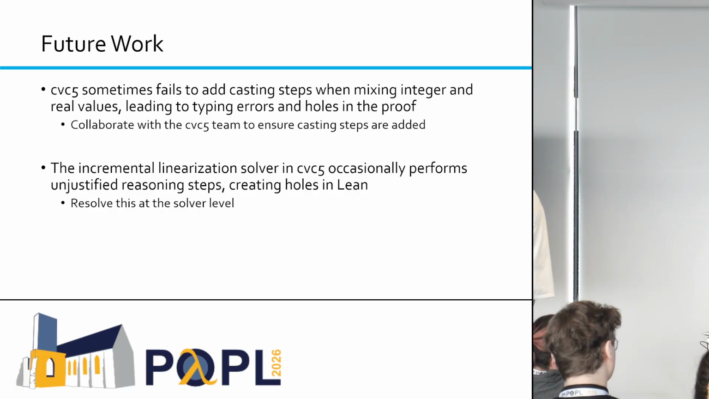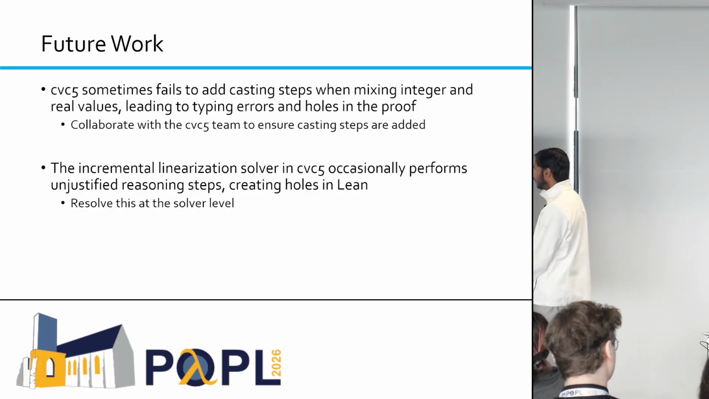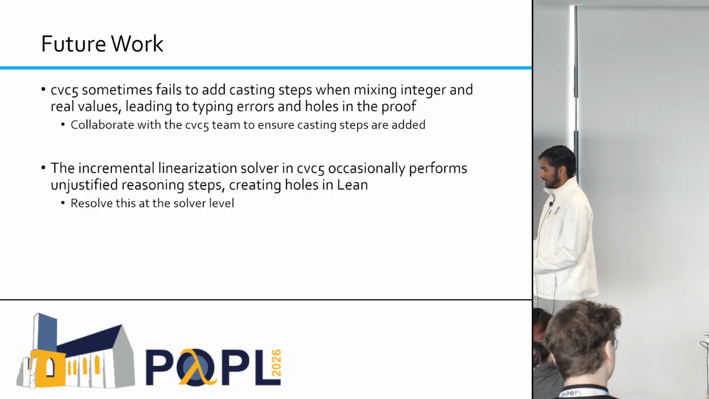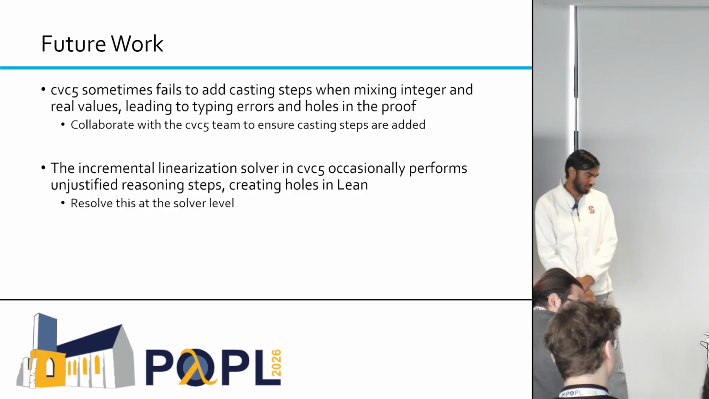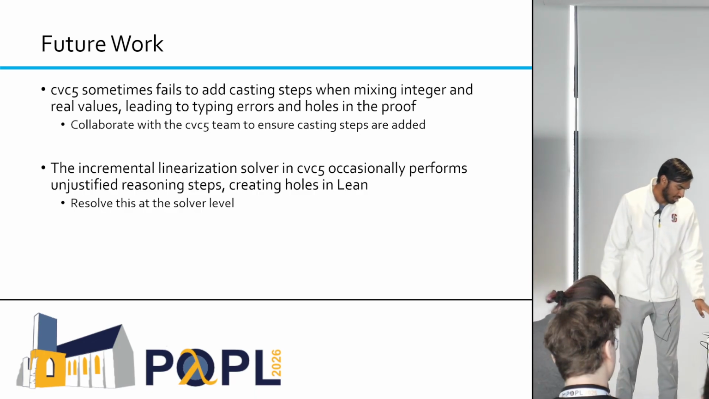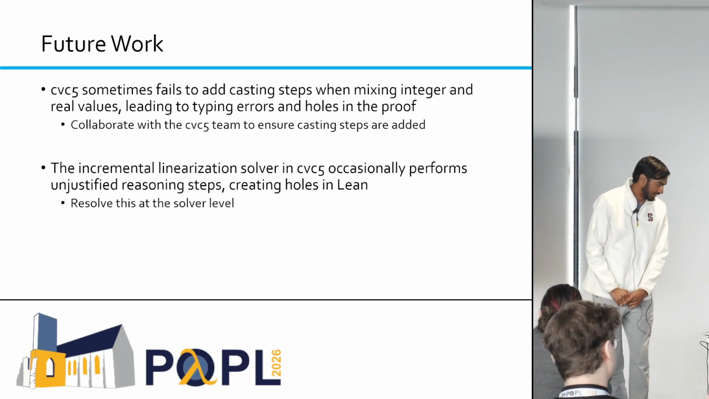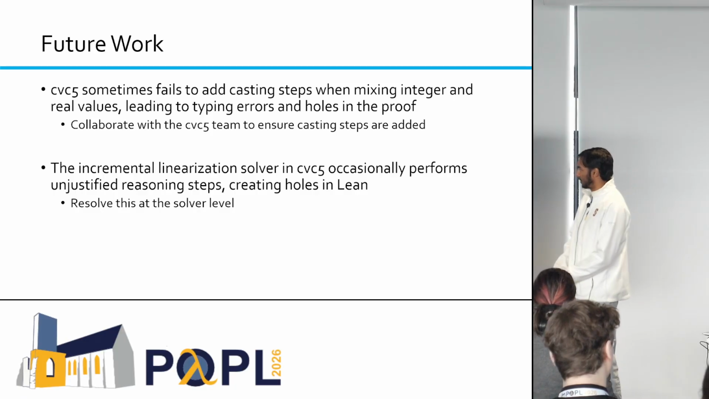And then the second would be that sometimes there are unjustified reasoning steps performed by the solver that create holes in Lean, and again this would require working at the solver level with the CVC5 team to ensure these holes are patched up. And that's all for my talk, and I'd like to take questions.